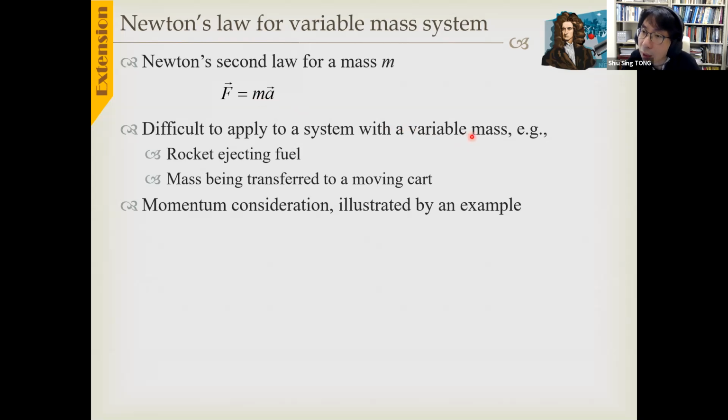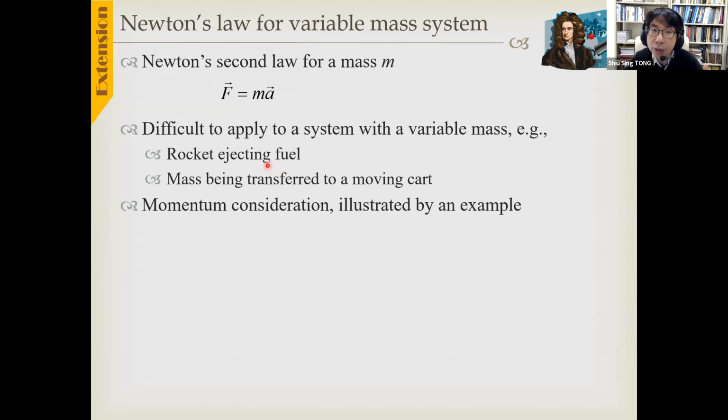Now, what system may have a changing mass? For example, a rocket ejecting some fuel. When the fuel is being ejected as hot gases out of the rocket, the mass of the rocket is decreasing with time. So the mass itself is changing, and you don't know what the mass refers to, right? So that poses a problem. And if you have a moving cart, for example, and you drop some object into the moving cart, then the mass is also changing.